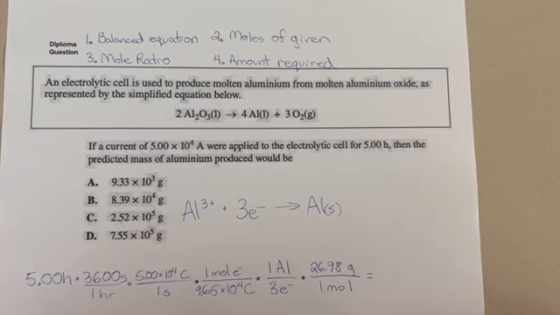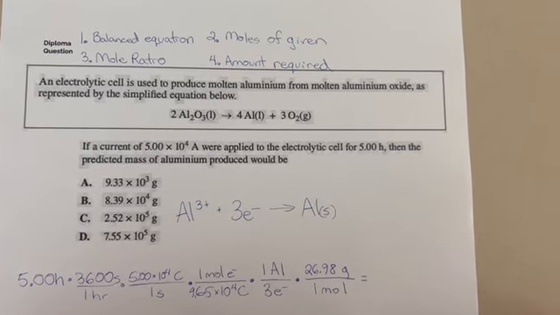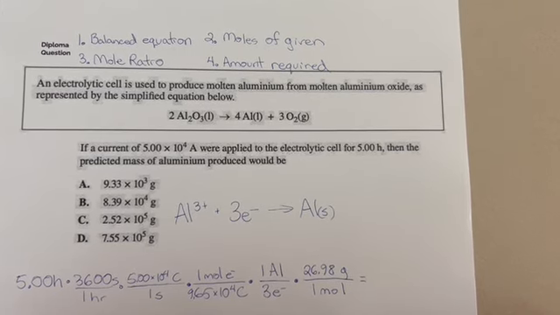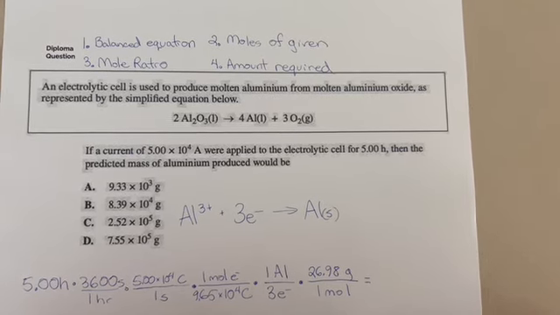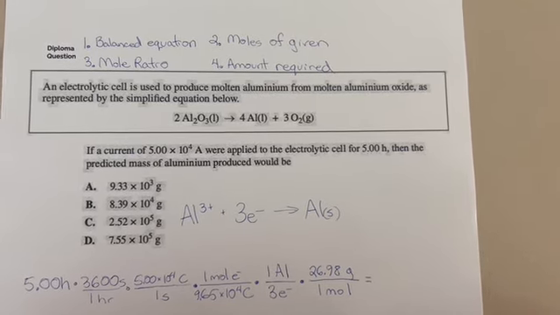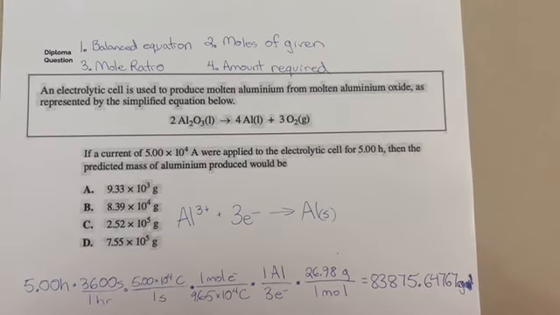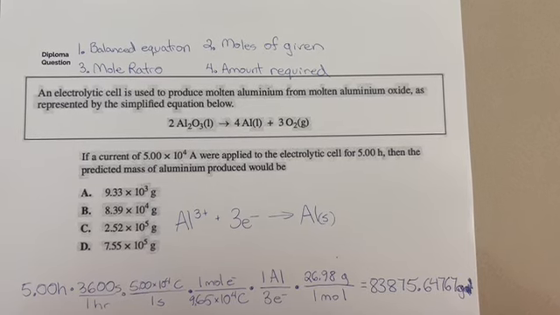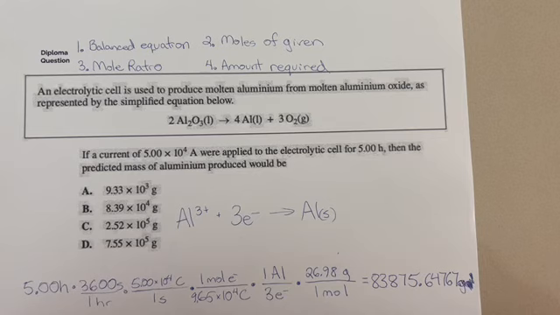Now if I look, my units are canceling out. My hours are gone, my seconds are gone, my coulombs are gone, my moles of electrons are gone, and my moles of aluminum are gone. So what am I left with? I'm left with my mass of aluminum, which is what I wanted. So I punch all that in my calculator, and I end up with a nice big number, 83,000 grams of aluminum produced. And that's kind of what we're looking for in an industrial process.